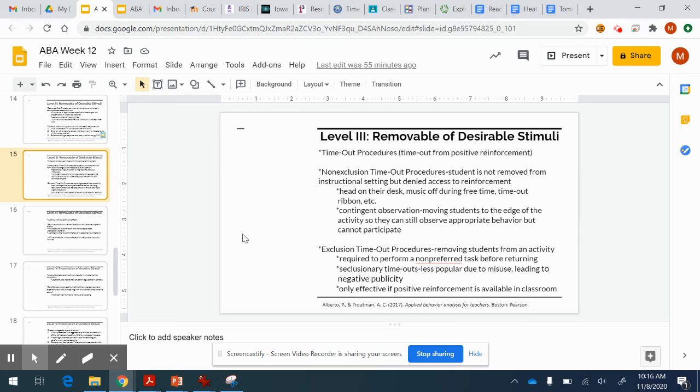Whether you use non-exclusion or exclusionary timeouts, neither one of these is effective if there aren't positive reinforcements available to them when they're showing the correct behavior. So if there's no payoff for them to do the right thing, chances are they're not going to care if you take them away from that.